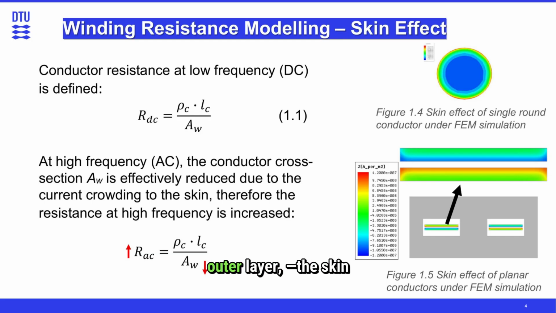Only that thin outer layer, the skin depth, is carrying most of the current, as you can see in figures 1.4 and 1.5, so the effective cross-sectional area gets smaller. And when the area shrinks, the resistance goes up. That's why the AC resistance is higher than the DC resistance. It's like trying to push the same amount of current through a narrower pipe.